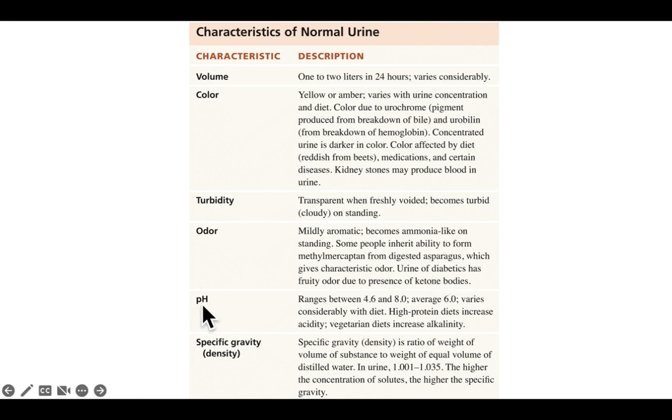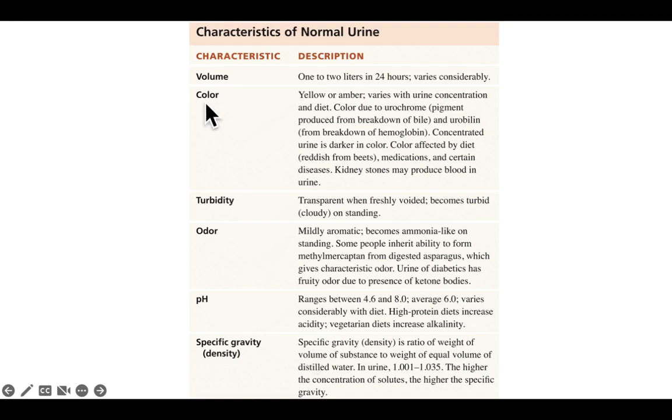pH of urine has a big range, 4.6 to 8. Average is about 6. Diet can affect that. High protein diets can increase the acidity. Vegetarian diets can make the pH go up, increase the alkalinity. And then specific gravity is a better measure of concentration.